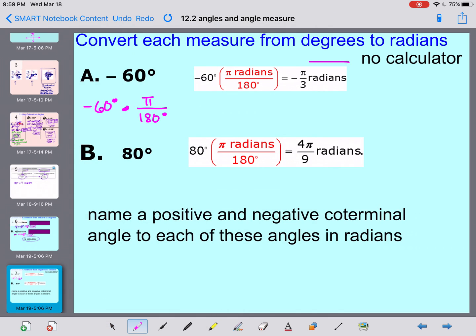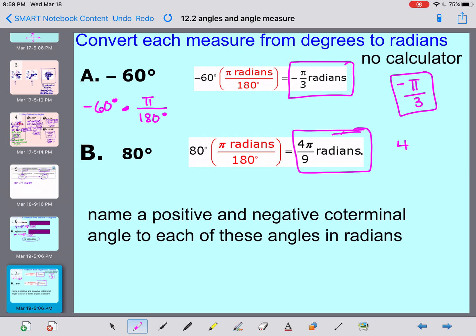All right, so you'll see here, this was a copy from a textbook. These are the final answers. You do not have to put the word radians on your answer. So I would just write negative pi over 3, and I would write 4 pi over 9. It is not normal to write negative 1/3 pi. It's not wrong, it's just not normal, right? Same thing here, 4/9 pi. That's not typically how you write your radians, right?